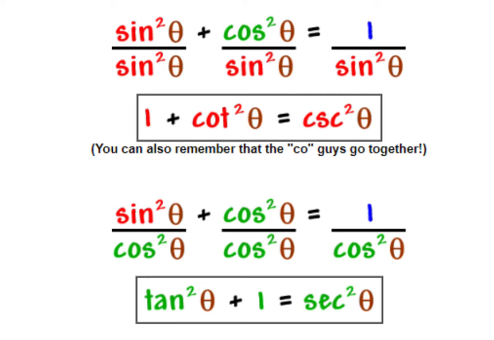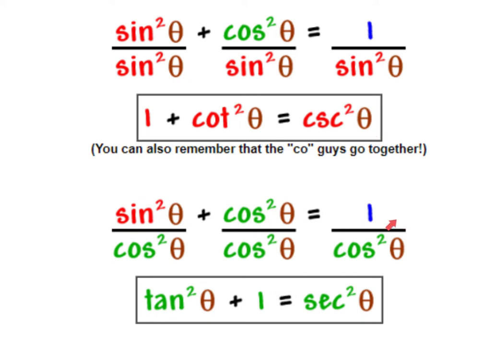You take your sine squared plus cosine squared equals 1 and divide everything by sine squared. Well, sine squared divided by sine squared is 1. Cosine squared over sine squared is cotangent squared, because cosine over sine is cotangent. And 1 over sine squared, well, the reciprocal of sine squared is cosecant squared. So from this identity, we get 1 plus cotangent squared equals cosecant squared.